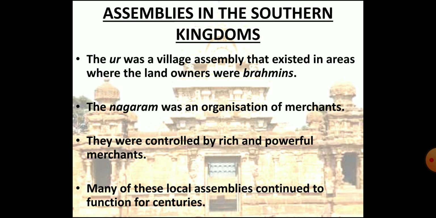Children, another assembly was the Ur, which was a village assembly. The Ur was found in those areas where the owners of the land were not Brahmins. The inscriptions mention another assembly also, that is Nagaram, which was an organization of merchants. Perhaps the rich, wealthy, and powerful people, usually the landowners and merchants, controlled these nagarams. It is believed that many of these local assemblies functioned or worked for several hundred years.